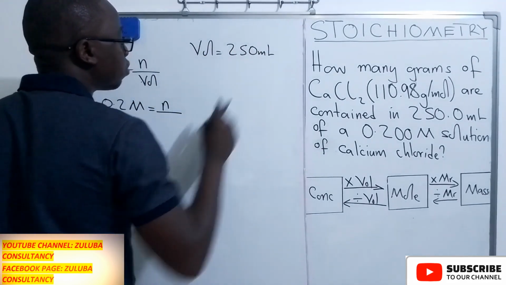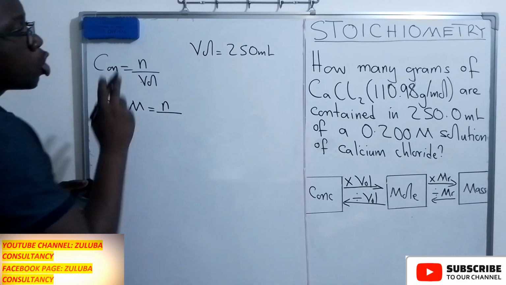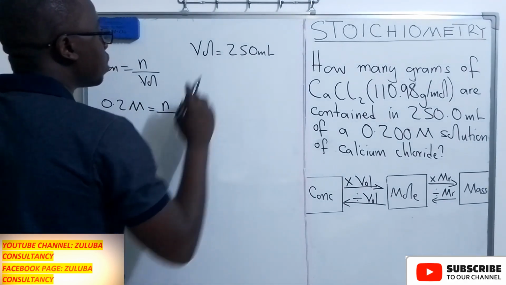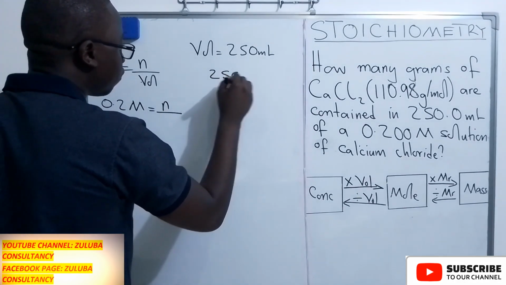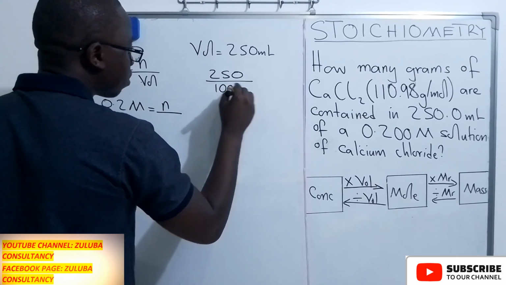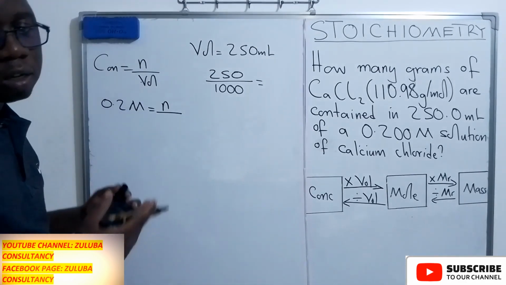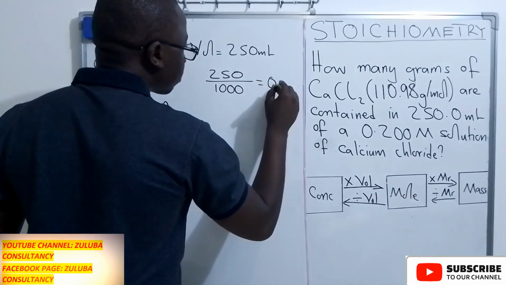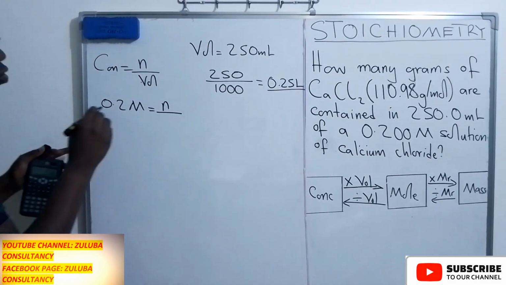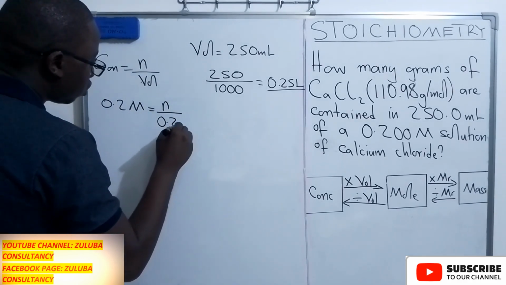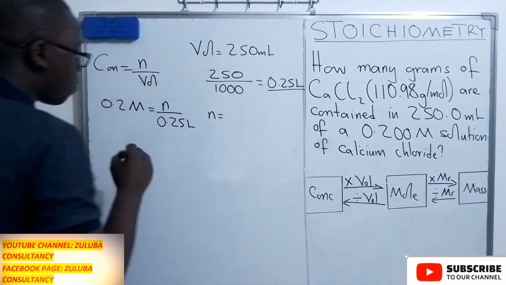250 milliliters. Now, when you have been given the concentration with the unit M, you need to change this volume into liters. So how do you change this into liters? You simply say 250 divided by 1,000. So when you say 250 divided by 1,000, you get 0.25 liters. So this is the volume that we are going to use. So we'll put 0.25 liters there.